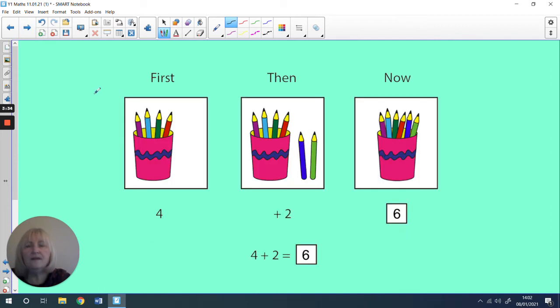Okay, this little story is about pencils in a pot. So first, there are 4 pencils in the pot. Then 2 more pencils are added into the pot. And now there are 1, 2, 3, 4, 5, 6 pencils altogether. 4 plus 2, or add 2, is 6. And here we've got the number sentence, 4 plus 2 equals 6.